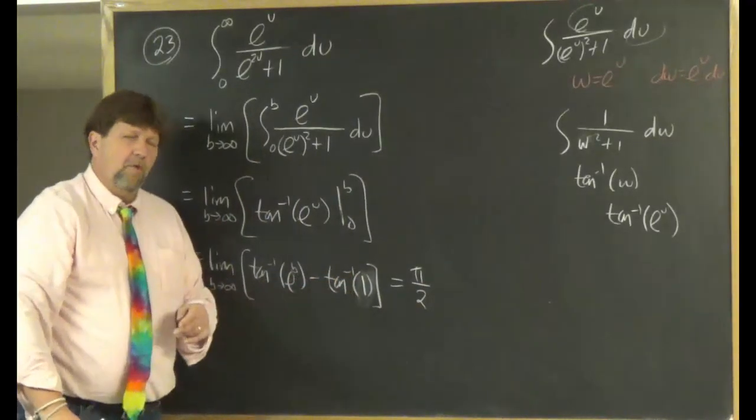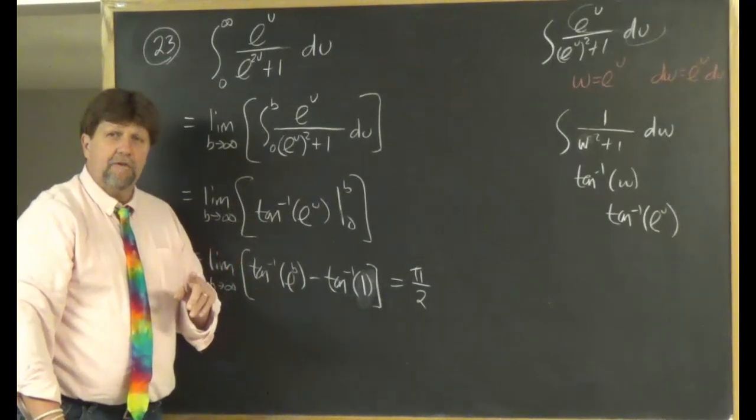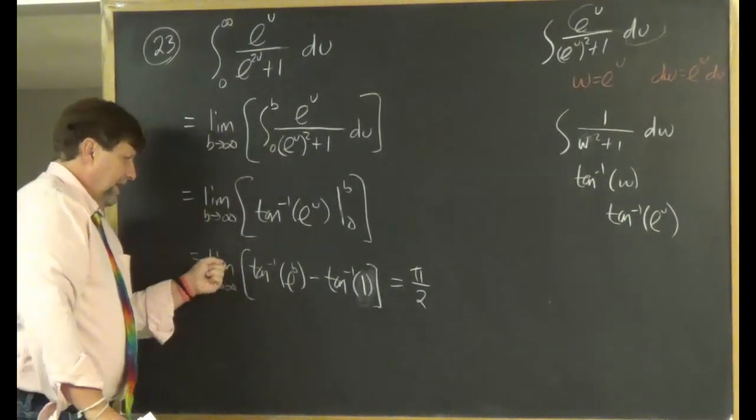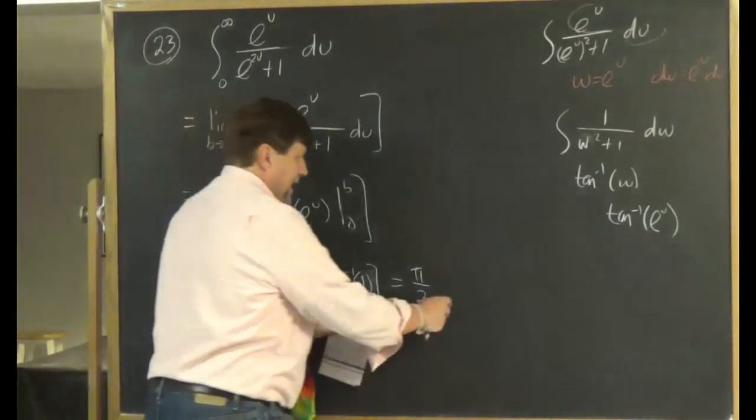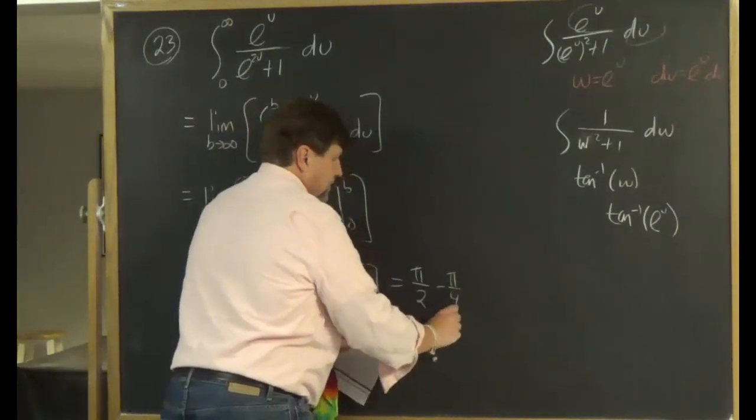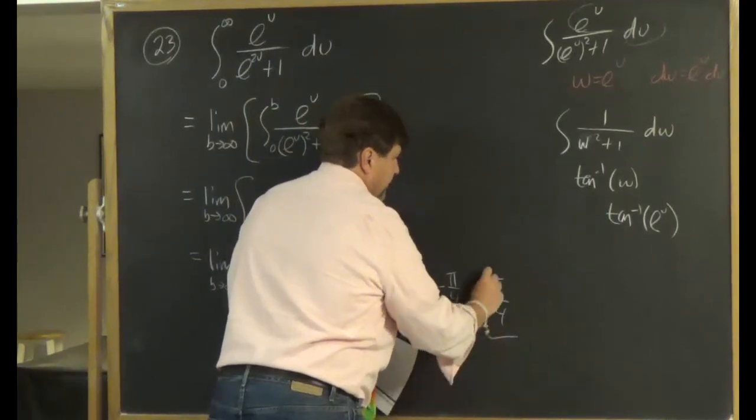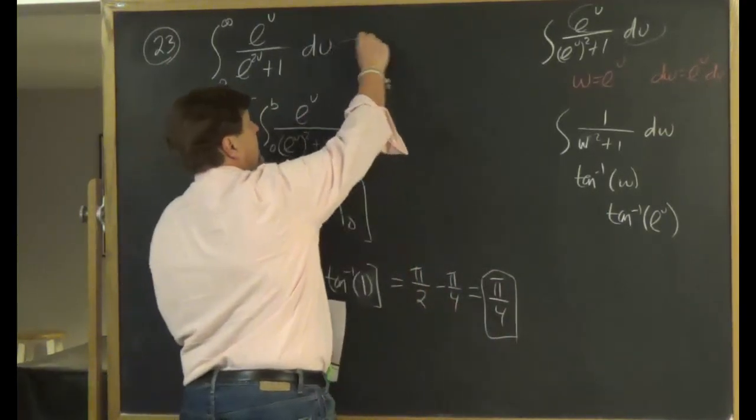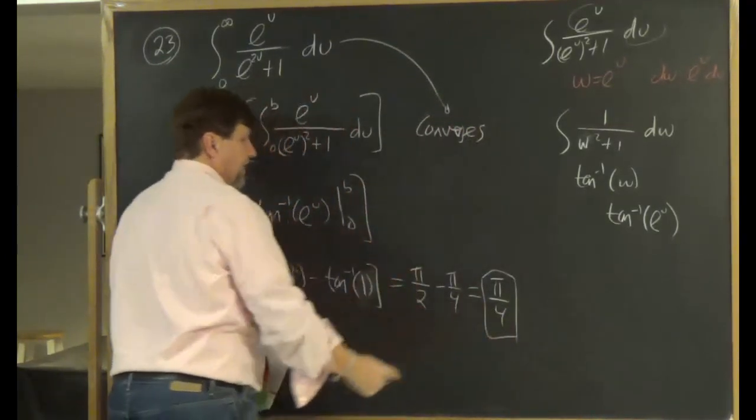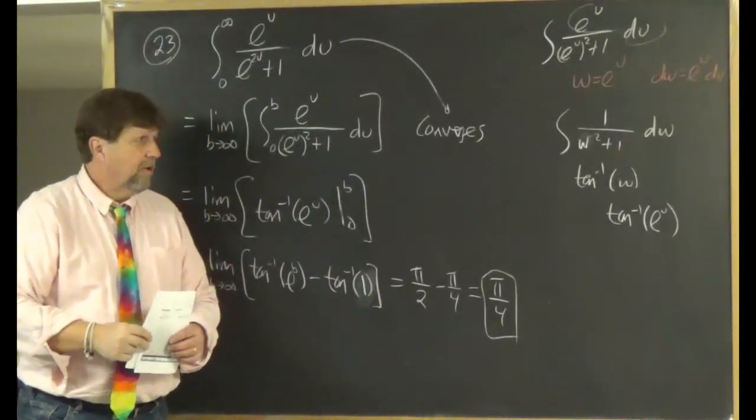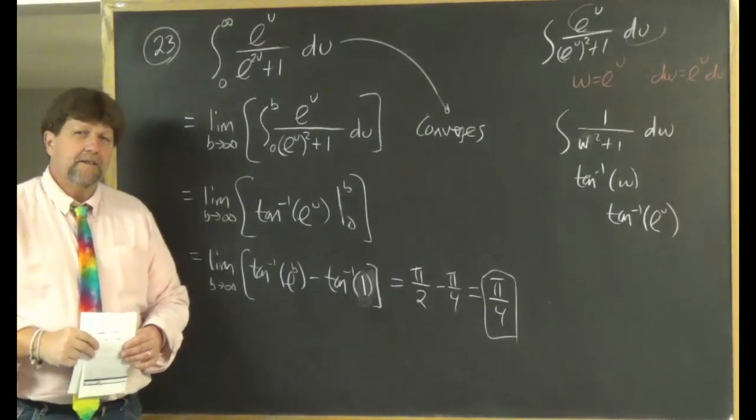Okay, inverse tangent of 1. See, inverse tangent of 1 is pi over 4, which is a constant. The limit as b goes to infinity of pi over 4. The limit of a constant is that constant. So pi over 2 minus pi over 4 is pi over 4. That tells me that this improper integral converges, and its value is pi over 4. Yeah, that was a good one. So let's head back to the slides and see what is next.